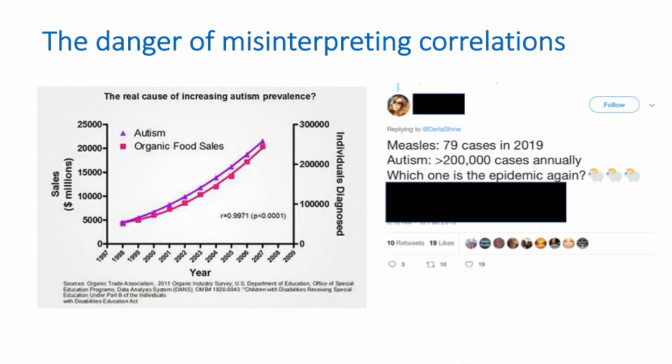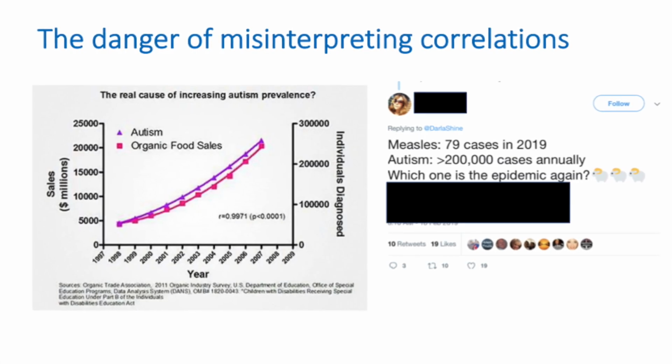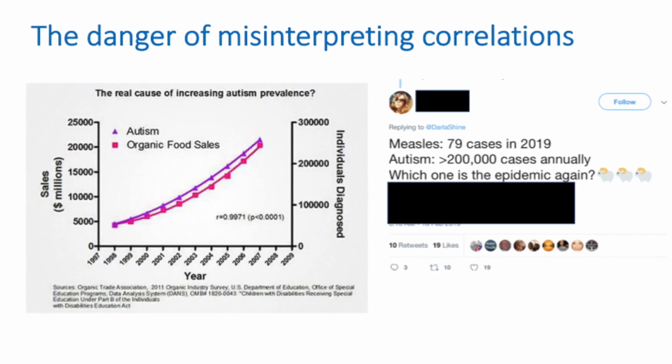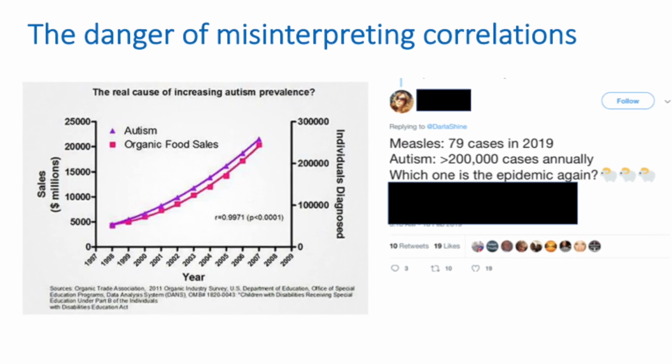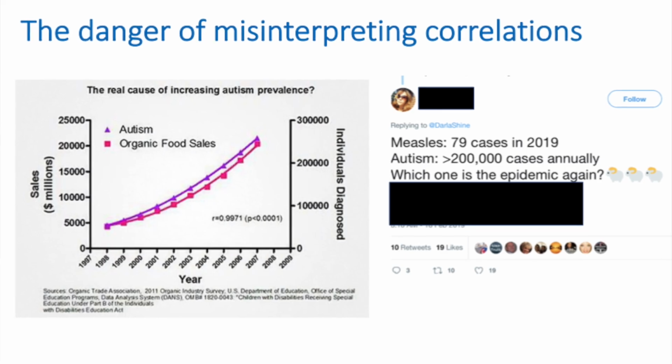Fast food, the number of people that go to college, the sale of organic food, but no one would ever make a claim that the amount of people going to college is causing autism prevalences, right? So it's really important for us to be very careful about how we interpret correlations.